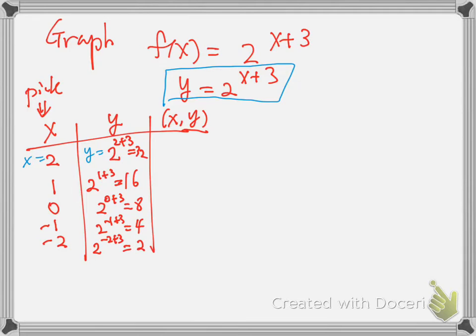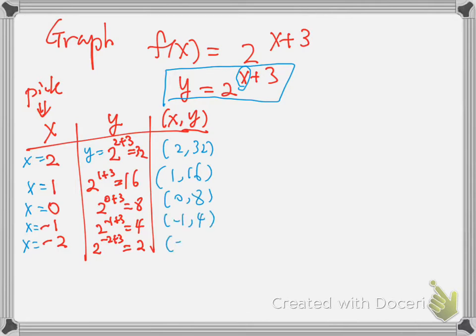Okay, so it just replaces x by these 5 numbers that we picked in this formula. Replace x here, and you get the corresponding y. So now we need 5 points, x comma y: 2 comma 32, 1 comma 16, 0 comma 8, -1 comma 4, and -2 comma 2. So now we are ready for the graph.